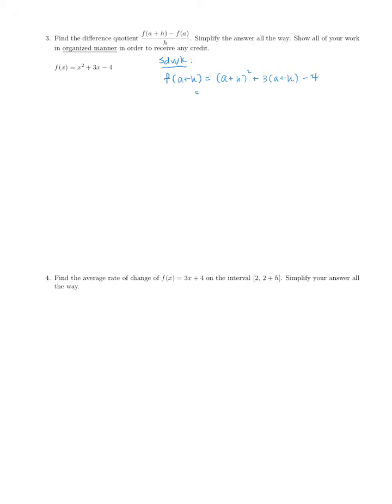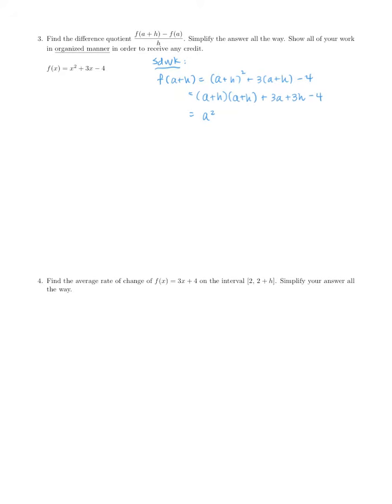Okay, so this means what? A plus h times a plus h. You need to FOIL. And then plus, let me distribute the 3 in. So you're going to have 3a plus 3h and then minus the 4. So if I FOIL this, I get what? A squared plus 1ah plus another 1ah, so you're going to have plus 2ah. And then the last term is going to be h squared. And then trail on plus 3a plus 3h and then minus 4.